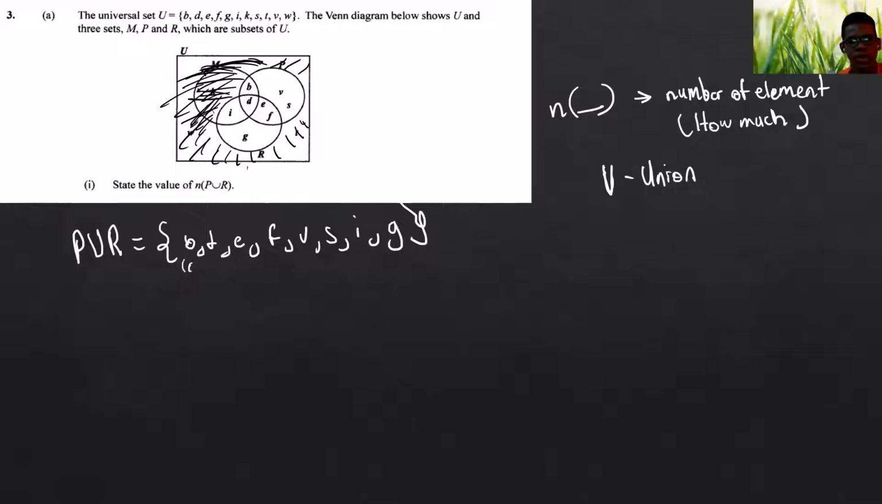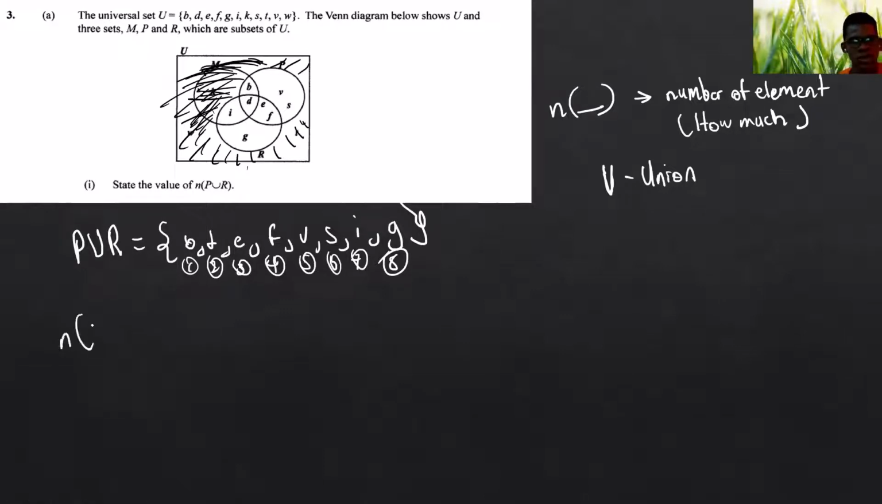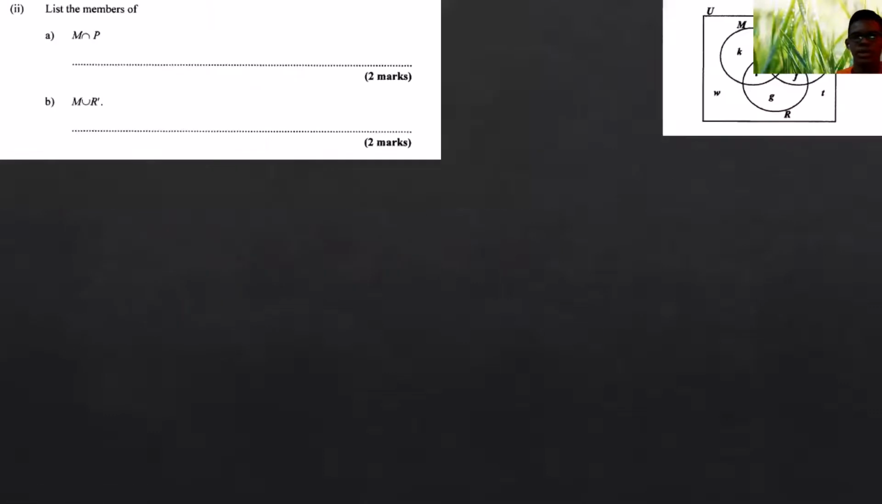So now it's just a counting game. 1, 2, 3, 4, 5, 6, 7, 8. 8 elements. So the number of elements in P union R is equal to, remember your set notation, right? This means the number of elements in P union R is equal to 8. So our answer is 8. Now they want us to list elements.